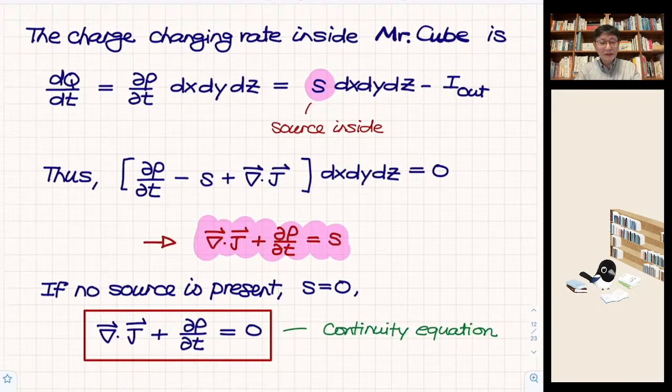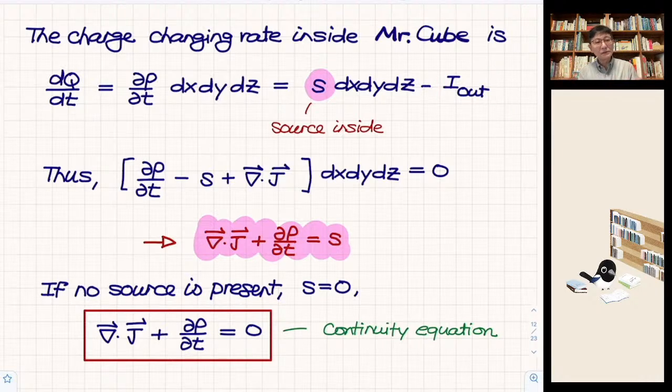Now, let's compute how the charge inside the Mr. Cube changes with time. So the dQ/dt inside the Mr. Cube. How does the charge change? Well, simple. That is how the charge density changes times the volume element, right? But since the charge is conserved, this change has two causes. The first one is that you may have a source inside, and thus this provides charge. That source inside times the volume element will give you how the charge changes. And the second thing is the charge is flowing out, so you should just subtract the outflow flux of the Mr. Cube.